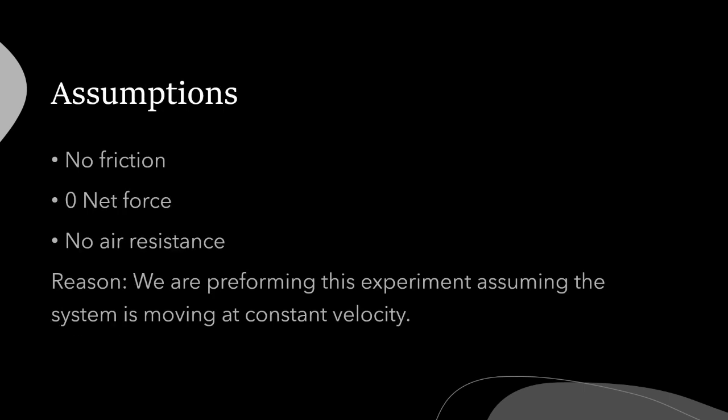Assumptions. Our assumptions are that there is no friction, zero net force, and no air resistance. We are making these assumptions because we are performing this experiment assuming that the system is moving at a constant velocity. So friction, net force, and air resistance will interfere with a constant velocity.